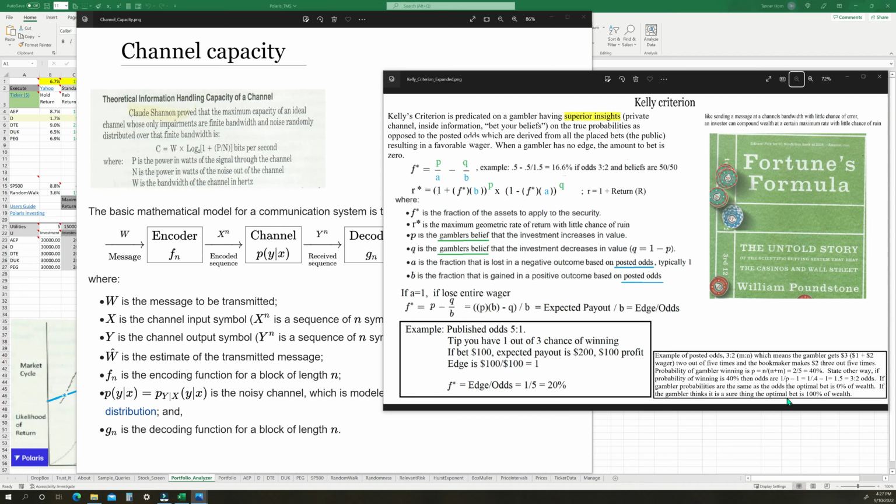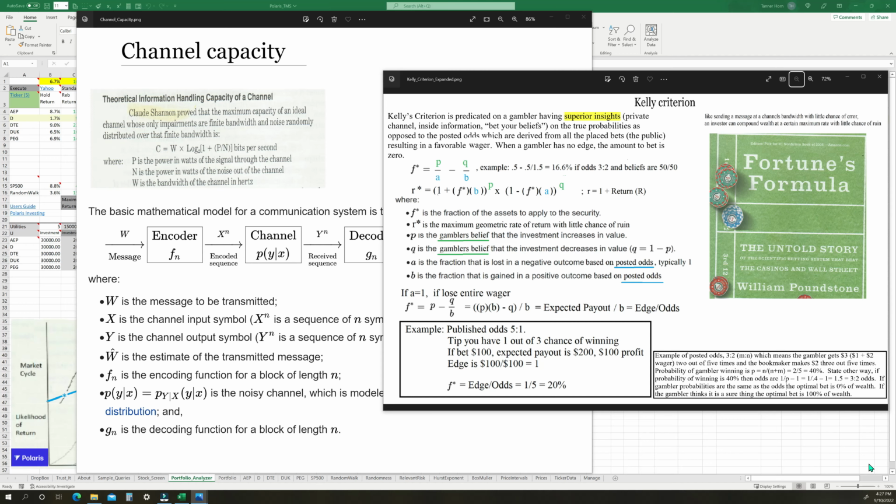The Kelly Criterion assumes odds of success are derived from well-founded beliefs based on unique insights. Kelly referred to unique insights as a private wire. A private wire emboldens an investor. This is exemplified in the 1973 movie The Sting, in which the central character, named Kelly, swindles a wealthy gambler using a delayed private wire. Like sending a message at a channel's bandwidth with little chance of error, a gambler could compound wealth at a certain maximum rate with little chance of ruin.